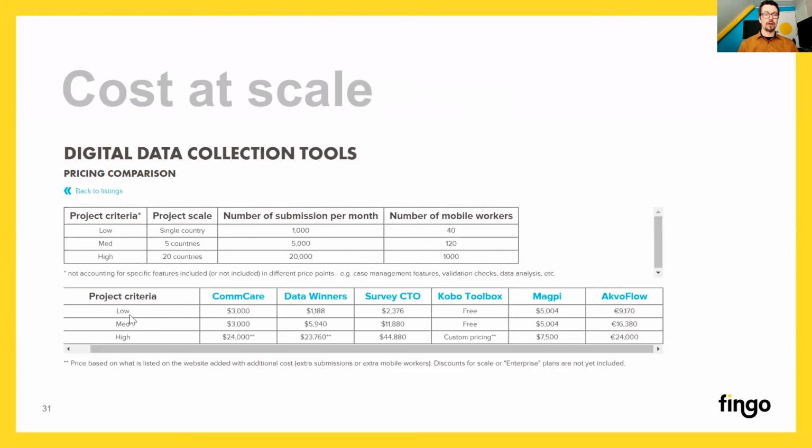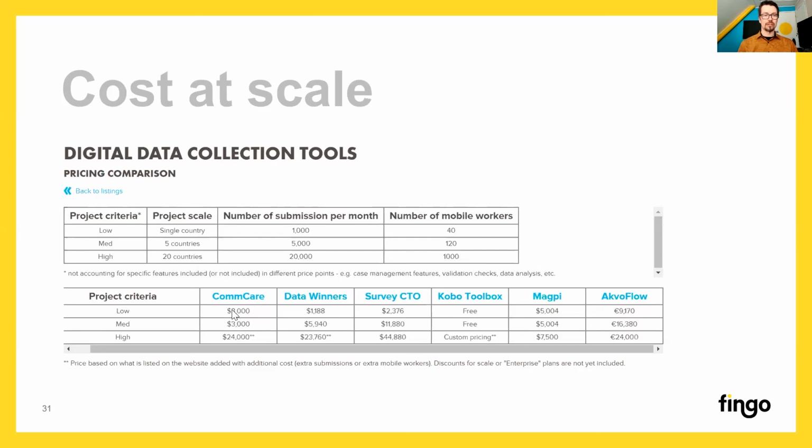In the low scenario where you only have one project team, ComCare starts with 3,000 per year, Data Winners with 1,200, Survey CTO a bit more than 2,000, Gobo is completely free, Magpie 5,000, and Akvo Flow 9,000 per year. And then the medium, as you can see here.